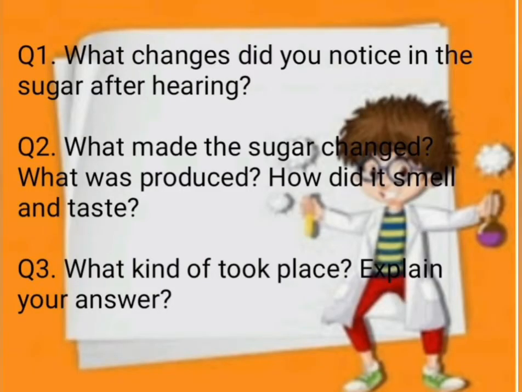There are the following questions. What changes did you notice in the sugar after heating? When simple sugars such as sucrose are heated, they melt and break down into glucose and fructose, two other forms of sugar. Continuing to heat the sugar at high temperature causes the sugar to produce many different types of compounds.